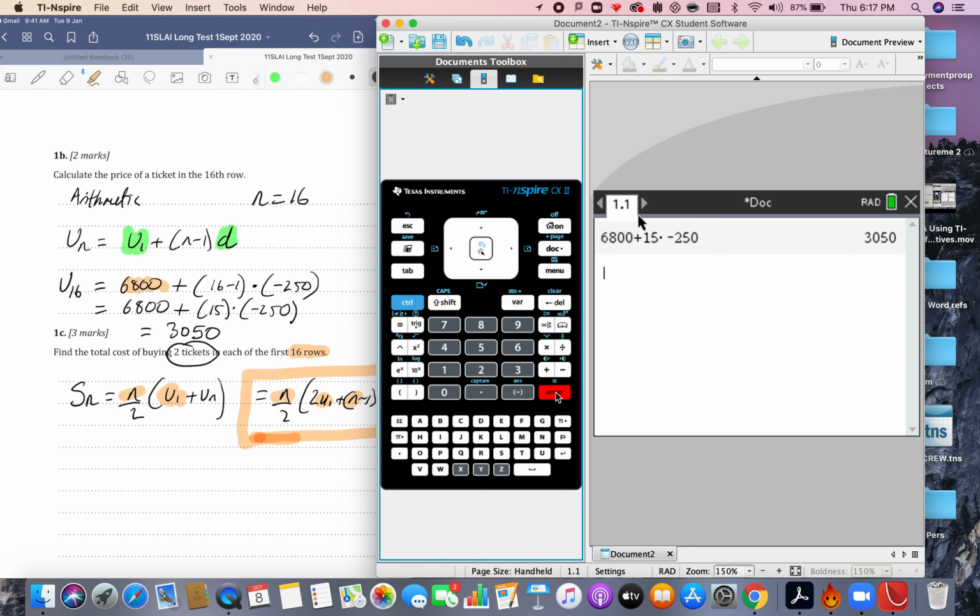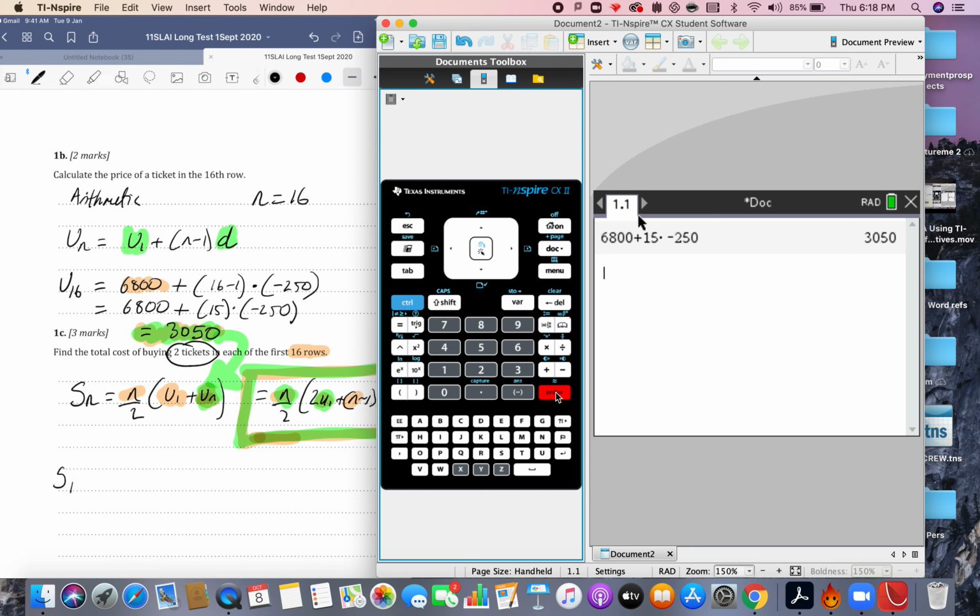But also, if you think about it, u of n here is u16, and we've already found u16 from the previous question. So we can use either formula. I'm actually going to use this one here because the n is 16, the u1 is given in the question, and the D we got from the first part. What if the u16 we found was actually wrong? Maybe we'll do a wrong follow through. So anyway, I'm going to use the second formula.